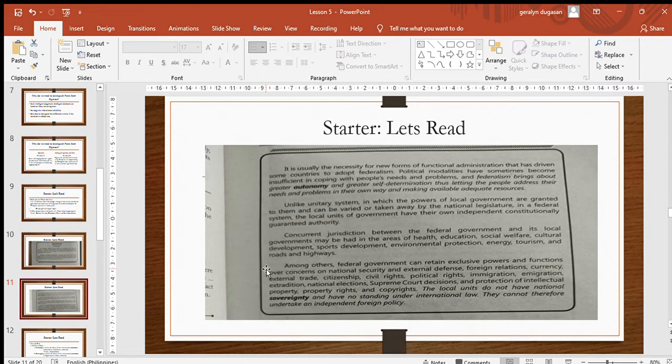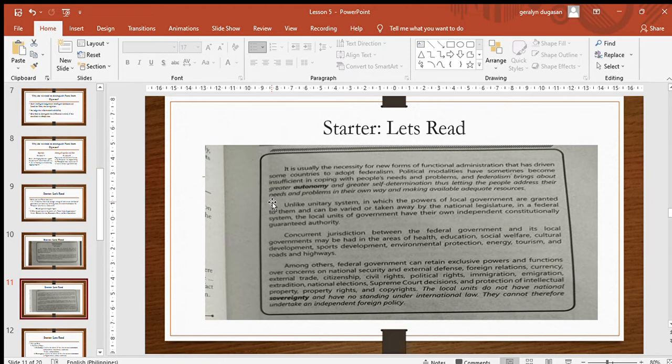It is usually the necessity for new forms of functional administration that has driven some countries to adopt federalism. Political modalities have sometimes become insufficient in coping with people's needs and problems, and federalism brings about greater autonomy and greater self-determination, thus letting the people address their needs and problems in their own way and making available adequate resources.